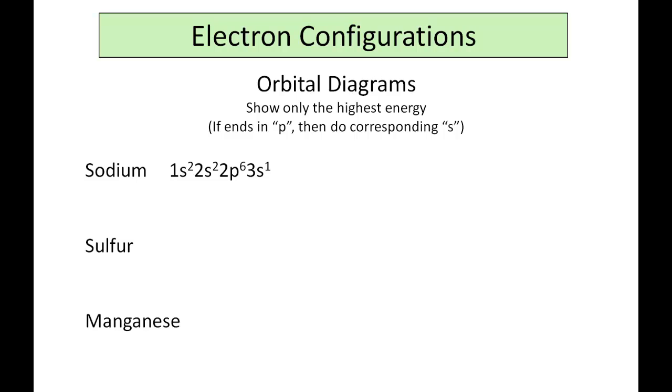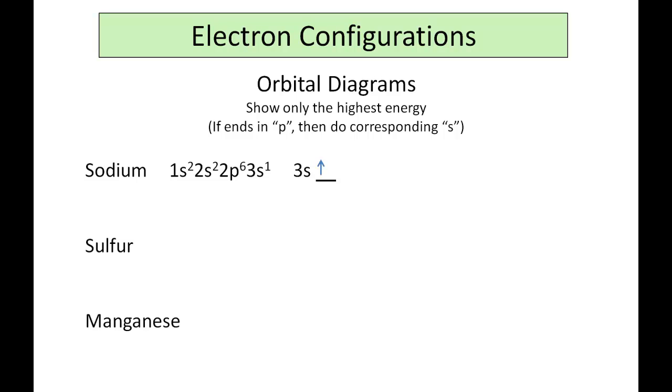What I'm going to do is only care about the last level of energy, which in this case is 3s. So I write down 3s, and it has one electron in it, so I draw an arrow in that dash. That dash represents one of the orbitals, and there's one electron in it.